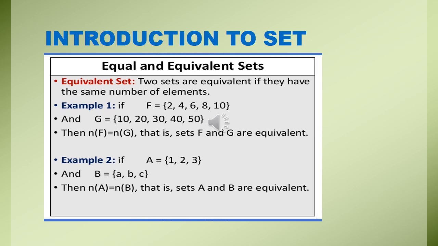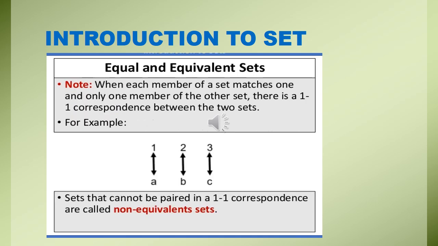Clear? So we can say these two sets are equivalent. Now let's take another example. A is equal to {1, 2, 3}, B is equal to {a, b, c}. The number of elements in set A is 3 and the number of elements in set B is 3. So we can say sets A and B are equivalent. Clear? Good. My dears, when sets can be paired in one-to-one correspondence, we call these two sets equivalent sets. And obviously if they have no one-to-one correspondence, we can say they are non-equivalent sets.